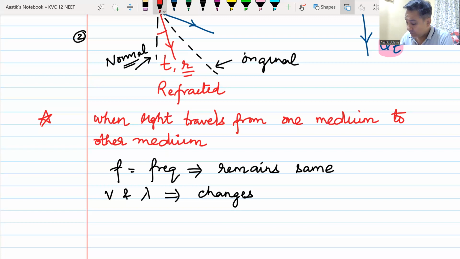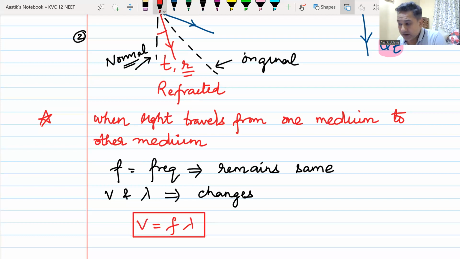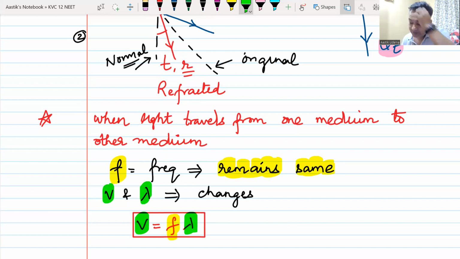And remember this formula, V is equal to F lambda. This formula remains valid. Now frequency F will remain the same. So therefore V and lambda must change. If V increases, lambda also increases. If V decreases, lambda also decreases.